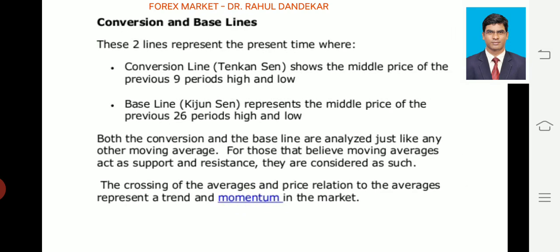These two lines represent the time when the conversion line, Tenkan-sen, shows the middle price of the previous 9 periods high and low. The baseline, Kijun-sen, represents the middle price of the previous 26 periods high and low. Both the conversion and baseline are analyzed just like any other moving average. For those that believe moving averages act as support and resistance, they are considered as such. The crossing of the averages and the price relation to the averages represent a trend and momentum in the market.